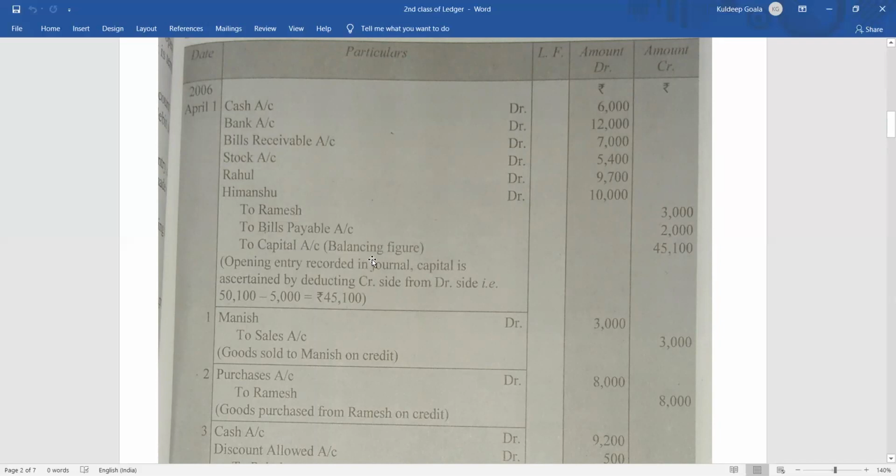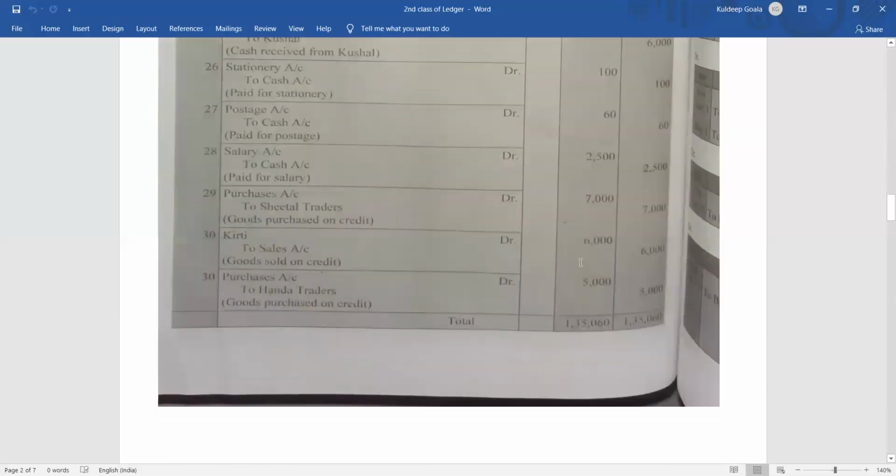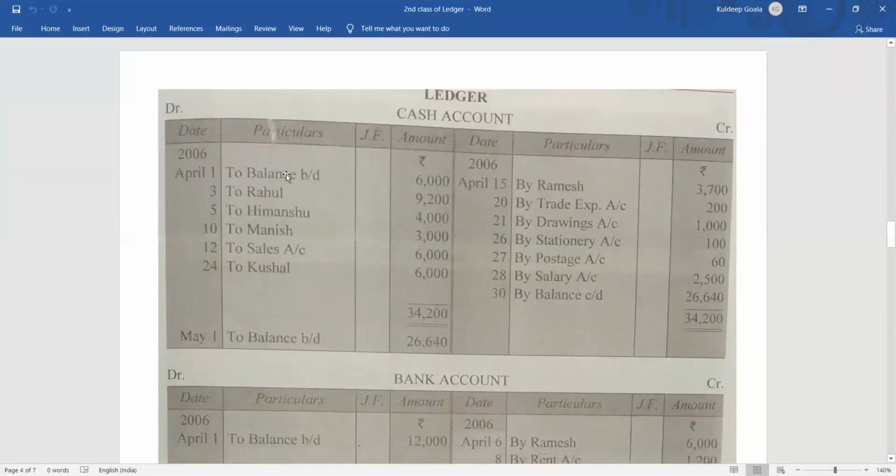Okay, cash is related to capital. Clear? So how will we do it? See, cash account to balance brought down, right? 6,000. Why is it balance brought down instead of capital? Why are you writing it balance brought down? Because the opening balances will always be brought down. Okay, this is related to capital.